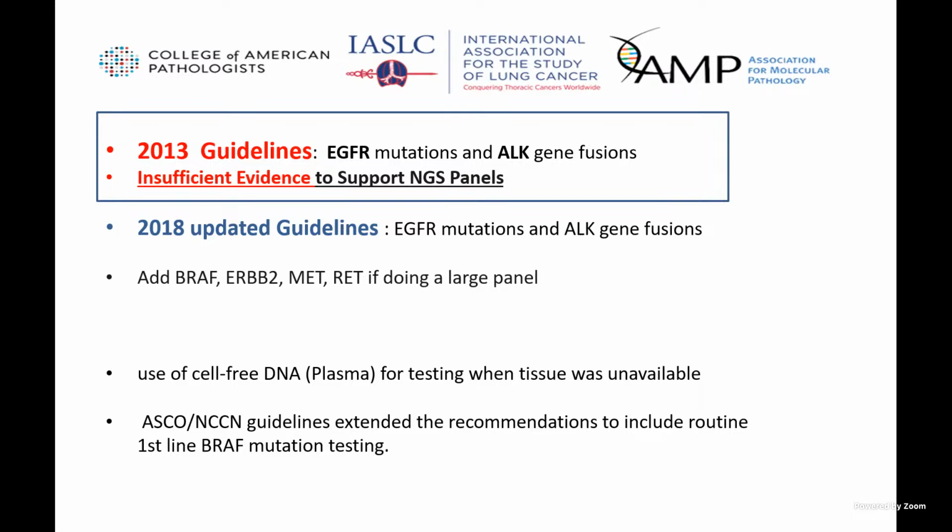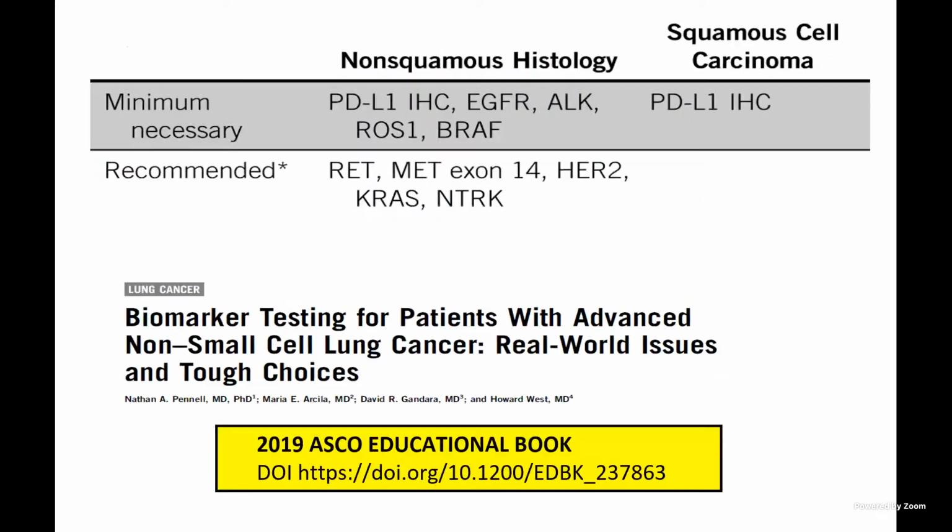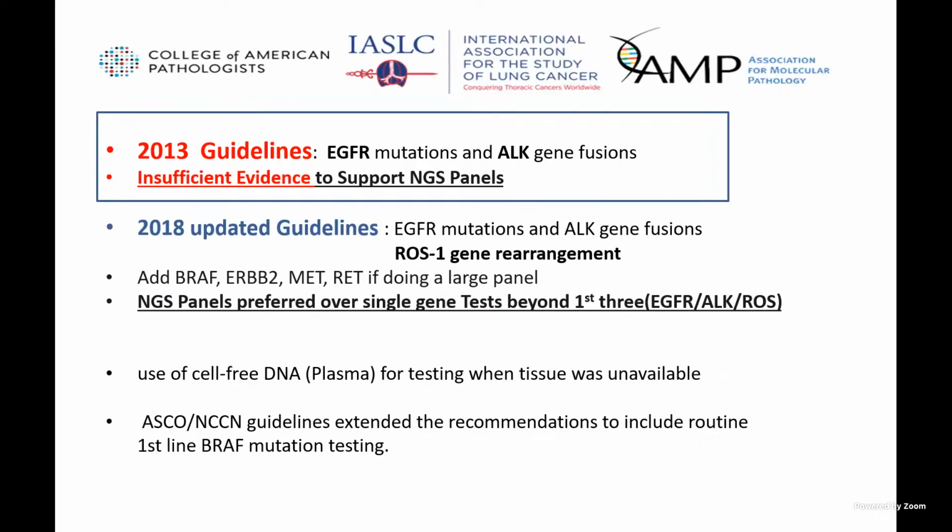support NGS panels, whereas in 2018 updated guidelines, besides EGFR and ALK gene fusion, there was a recommendation to go for ROS1 gene rearrangement, and also to add BRAF, HER2, MET, RET if doing a large panel. And very important, NGS panels were preferred over single gene tests if you are going beyond EGFR, ALK and ROS1. There was also the use of cell-free DNA, that is the plasma, for testing when the tissue was unavailable. And ASCO NCCN guidelines extended the recommendations to include the routine first-line BRAF mutation testing.